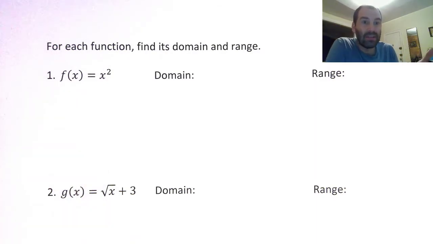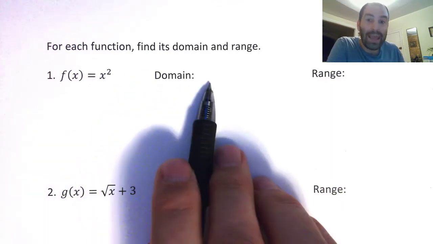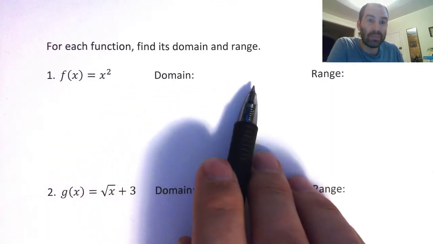It doesn't have to be integers. I could square negative square root of 2. I could square negative pi, right? Any number, in fact, I can square. So what that means is that the domain is the set of all real numbers.